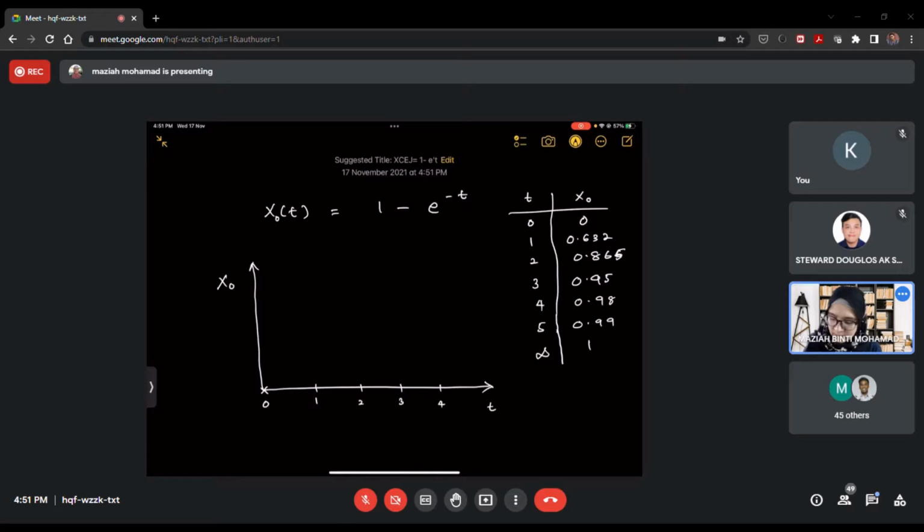Let's add series 1, which is 1. Here it is around 0.8 something, I just catch it roughly. So basically it will behave something like this. When the time is increasing, you get 1.